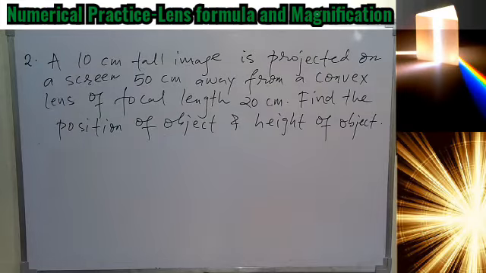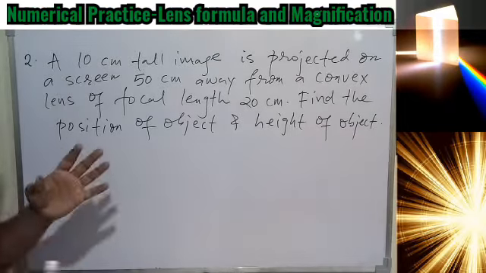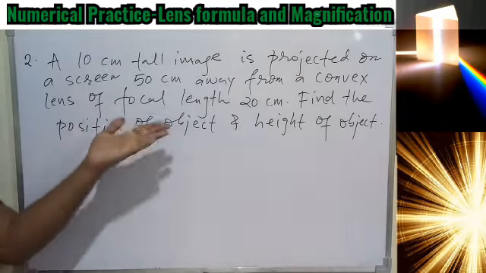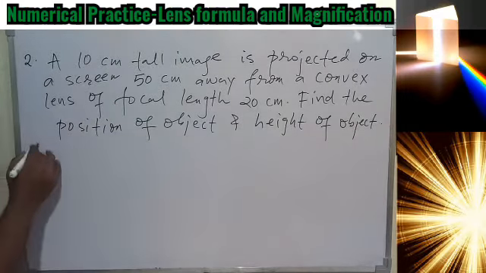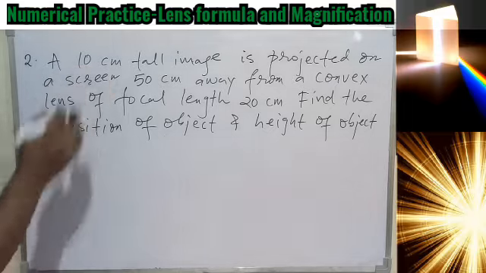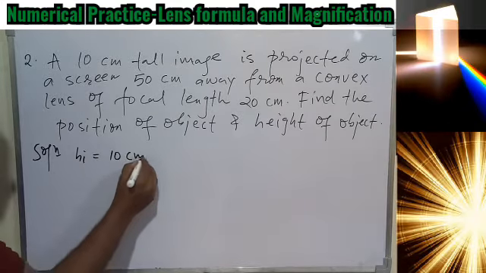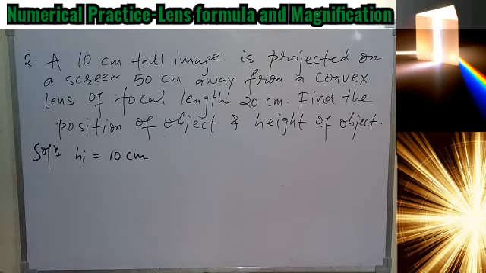Okay, so very first again read out the statement. Any numerical you must read out at least 2 or 3 times to get a clear understanding of the statement. So it is given a 10 centimeter tall image. So it is understood. Very first, the height of image is given how much? 10 centimeter. So first write down this and we'll see if it is positive or negative.